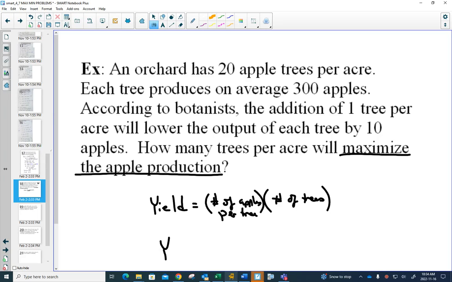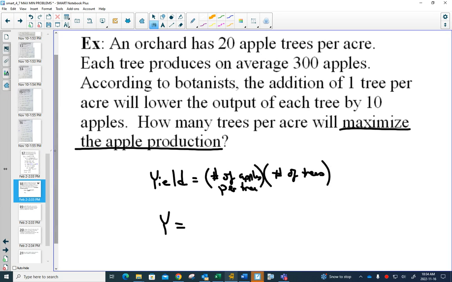Now I need to have the algebra. And just like profit questions, these ones give us a starting point. Number of apples per tree at 320 trees. So we have a starting point. If we have 20 trees, we get 300 apples.